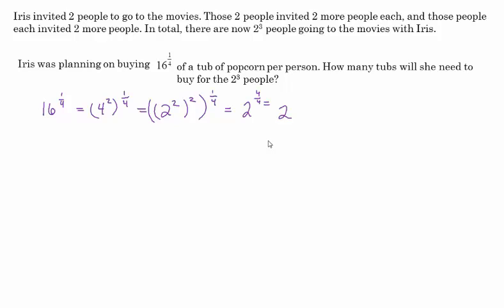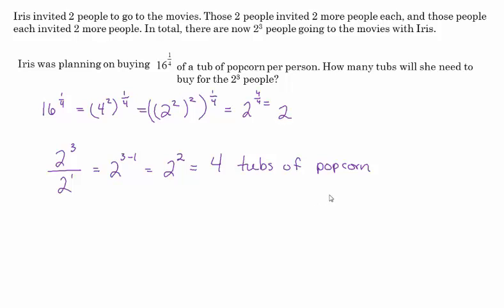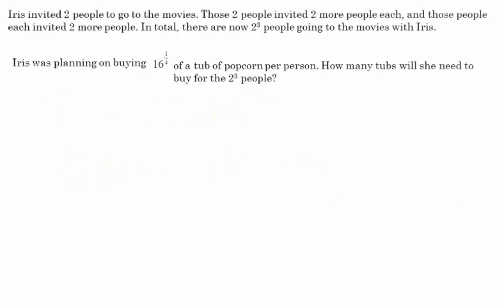Now, how many tubs will she need to buy for the 2 to the 3rd people? Okay, so what we're going to do is take the number of people and divide it by the tub. So I have 2 to the 3rd divided by 2, which is 2 to the 1. So it's going to give me 2 to the 3 minus 1, which is going to give me 2 squared, which is going to give me 4 tubs of popcorn. That's how many tubs she will need to buy. And those are our exponent properties.